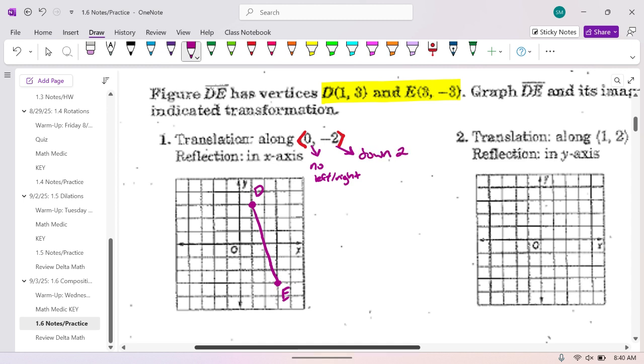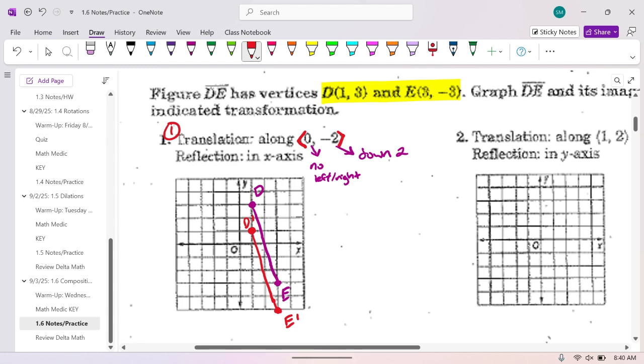So that's exactly what we're going to do for the first translation. I'm going to go just down 2 for both. So this is now D prime and E prime. So that's my first transformation. This is the first one.